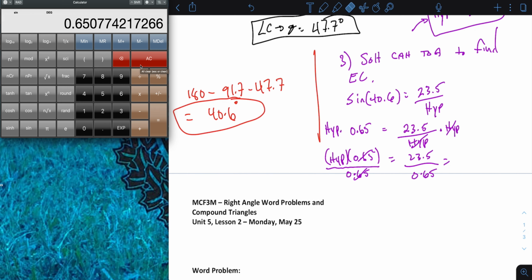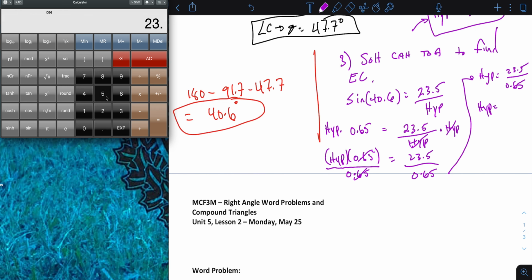So the hypotenuse is equal to 23.5 divided by 0.65, and the hypotenuse is equal to the answer here. 23.5 divided by 0.65 is 36.1. We can call that centimeters. That's side length EC.